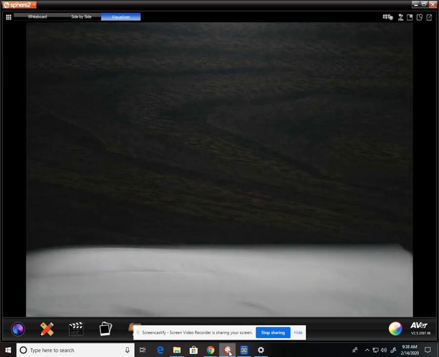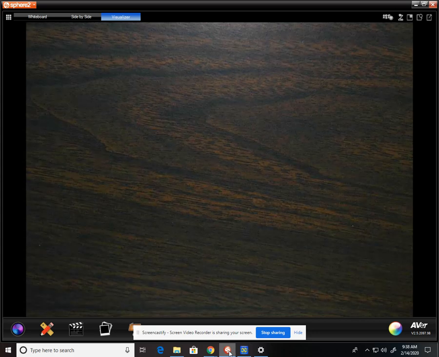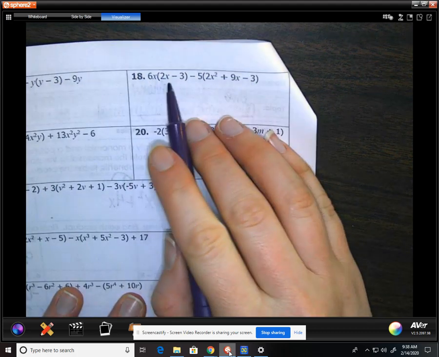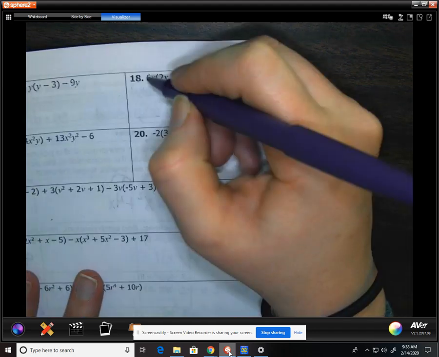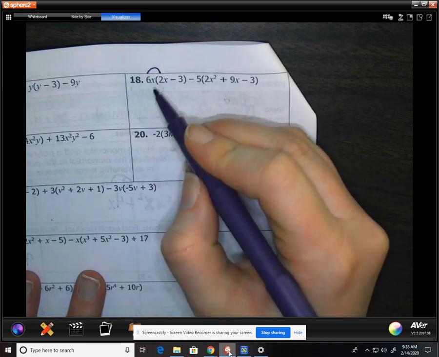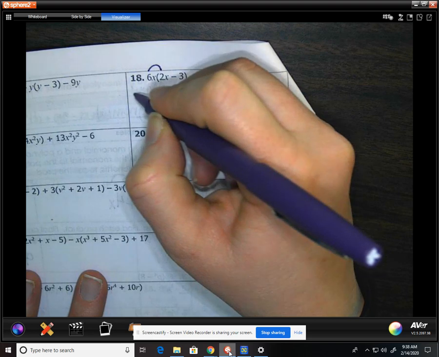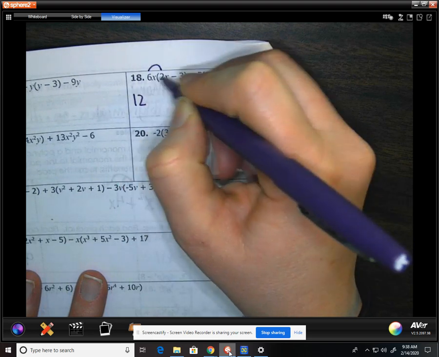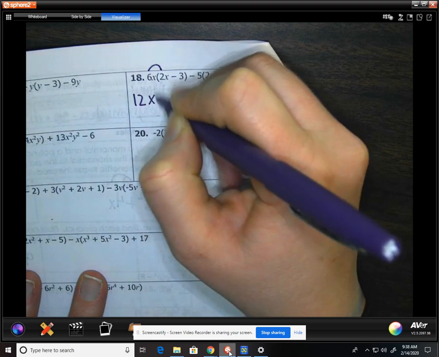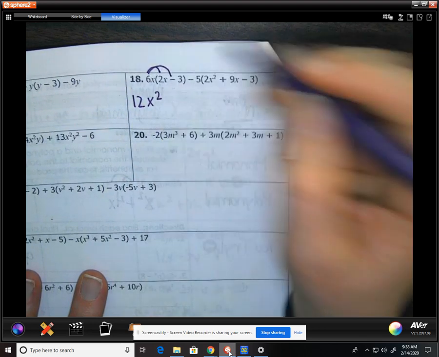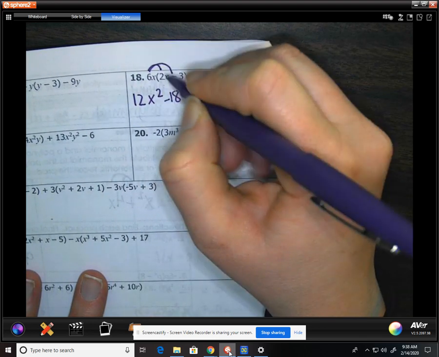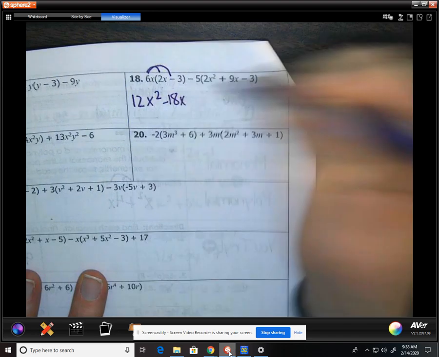Okay, flipping to the back of this page for the rest of the examples, if I can turn the paper. Okay, number 18 says 6x times 2x minus 3. The first thing I have to do is distribute that 6. Okay, so 6 times 2 is 12, and then x and x make x squared. 6 times negative 3 is negative 18, and x and no x's make an x.